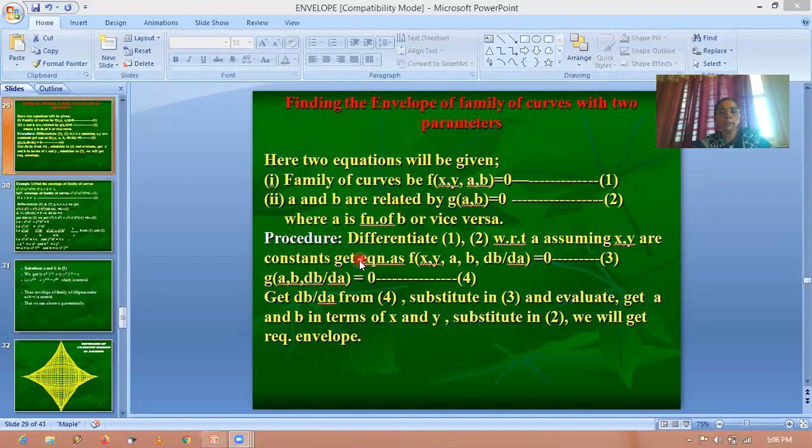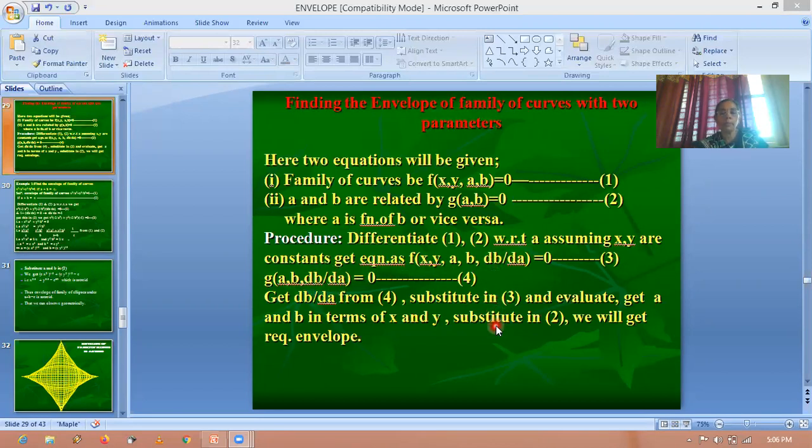The procedure is to differentiate equations 1 and 2 with respect to the parameter a, keeping b as a function of a, and x and y as constants. Differentiating the first equation gives a function of x, y, a, b and db/da. The second one is just a function of a, b and db/da. So using equation 4, get the value of db/da, substitute in equation 3, and follow the remaining procedure to get the required envelope.